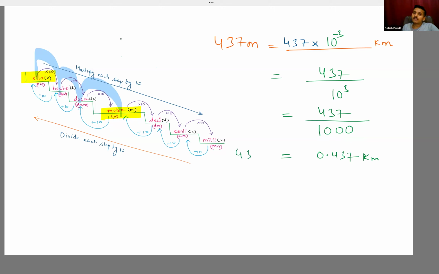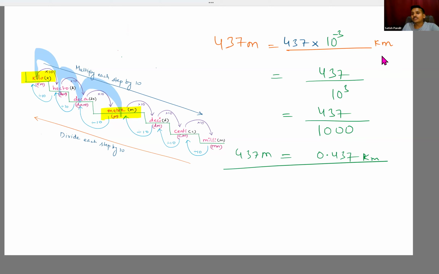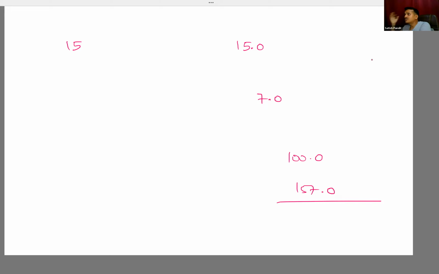If you have a confusion in how to put decimal places, I'll tell you. Listen, all of you. See, suppose I have the number 15. Can I write 15 as 15.0? Yes, because after the point we have a 0, it will still be 15 only. Any number, for example 7, I can put 7.0. If I have 100, I can put 100.0. If I have 157, 157.0. Any number, I can put a point and a 0. It will not change. So it doesn't matter.